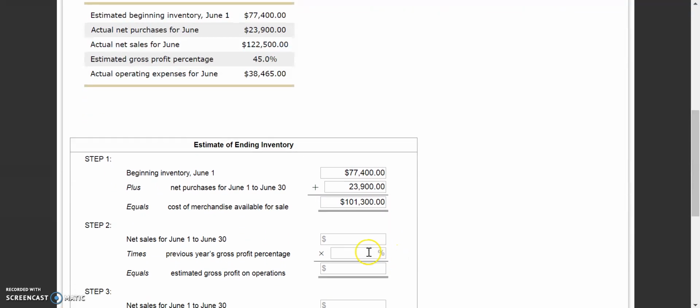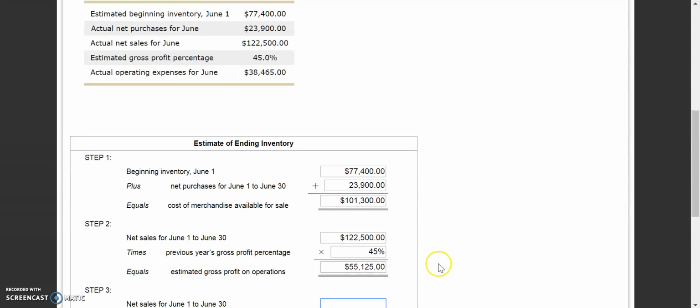So then coming down to step two, we take our net sales. Again, that information comes from up top, which is 122,500. And we're going to multiply that times our gross profit percentage, which remember is the estimation by management. That's 45%, it says. And so 45% of $122,500 winds up to be 55,125. So a couple easy calculations there.